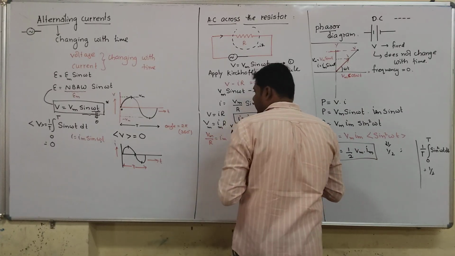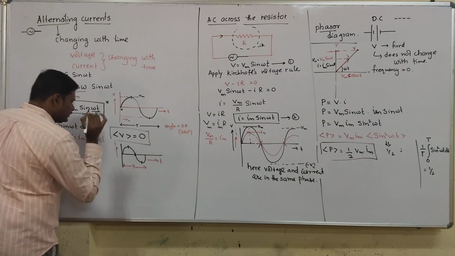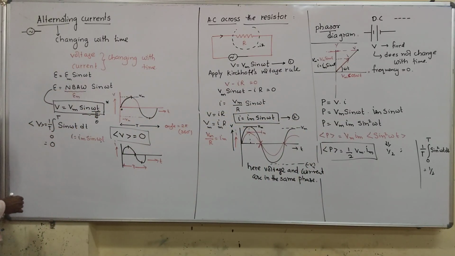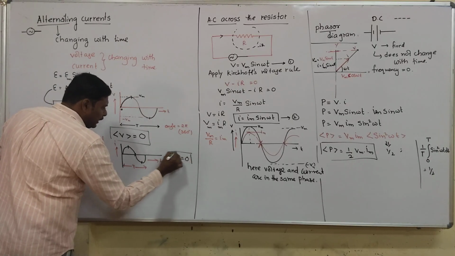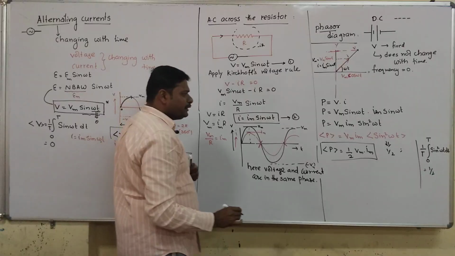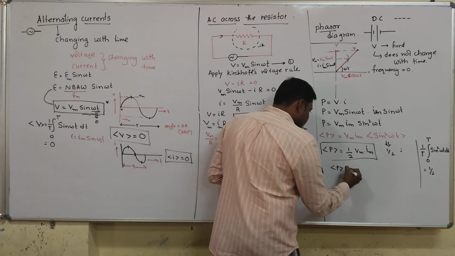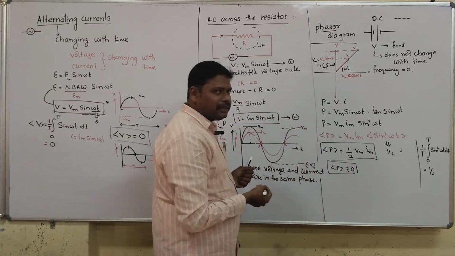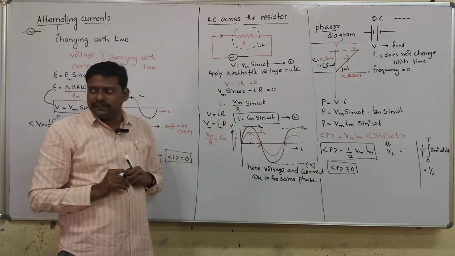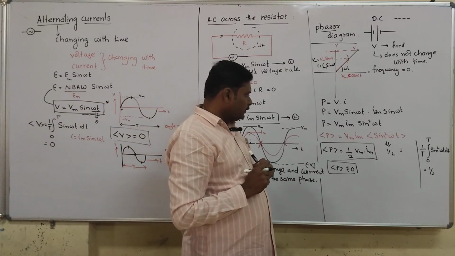Generally the average value of the voltage over one cycle is 0. The average value of current over one cycle is 0. The average value of power over one cycle is not 0. This is generally a question they may ask: why is it not 0? Power is a multiplication, and we got sin square theta, right? The average value of sin square theta is not 0 for one cycle, right?